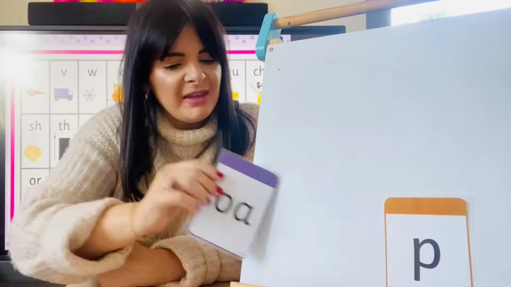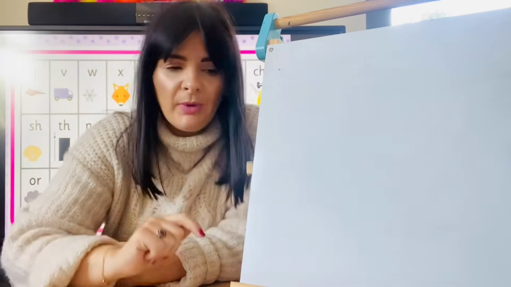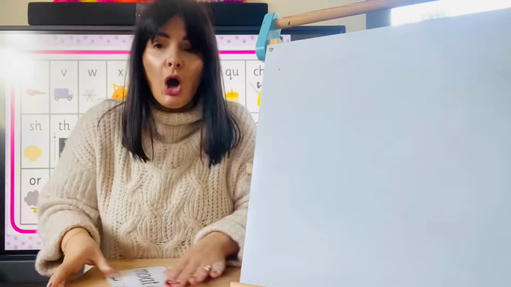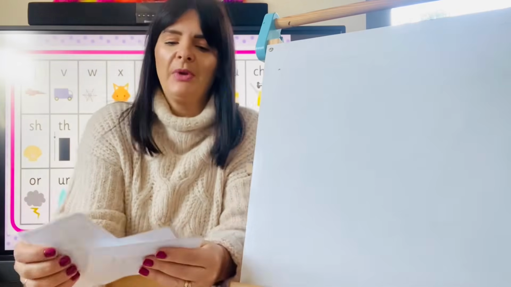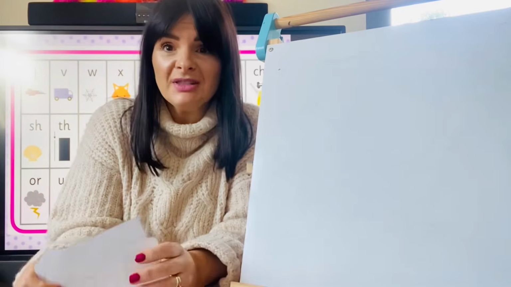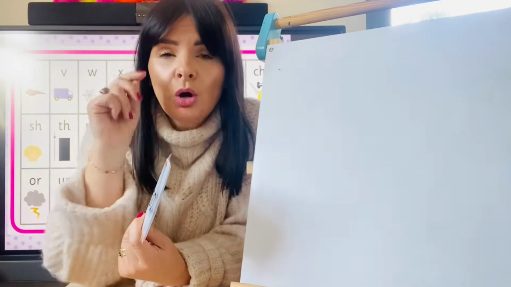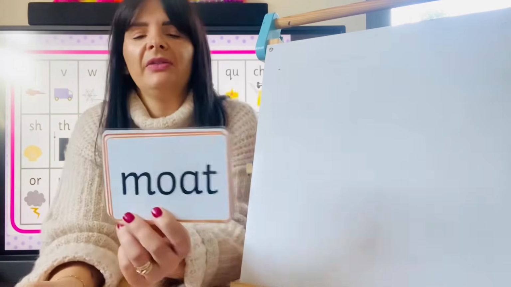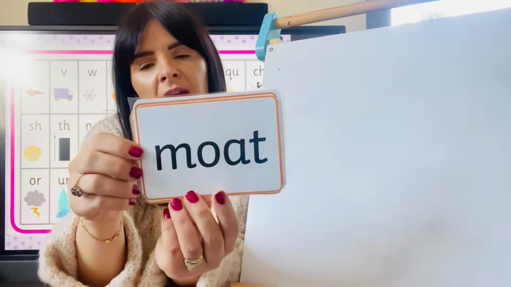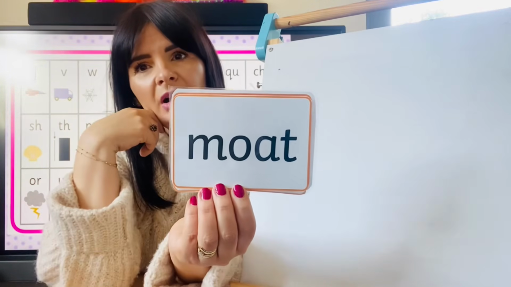Right, let's pop these sound cards away because now we're going to look at words with the oa digraph in. And we know it's a bit harder because there's no sound buttons or separate cards to help us to see where the oa digraph is. So let's have a look. Can you see the oa digraph in the middle?